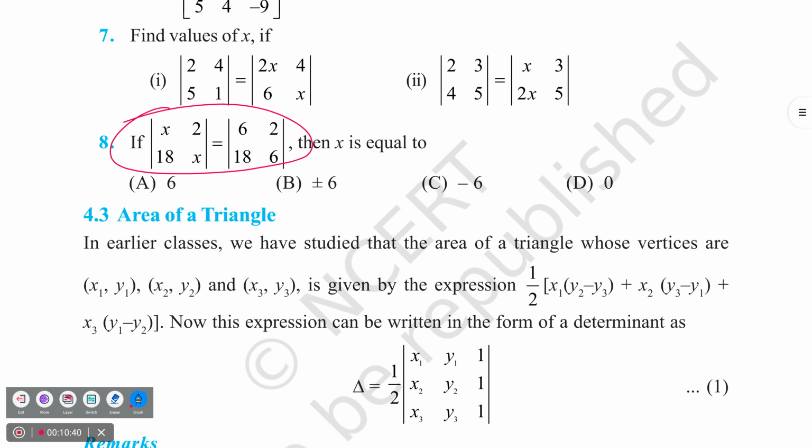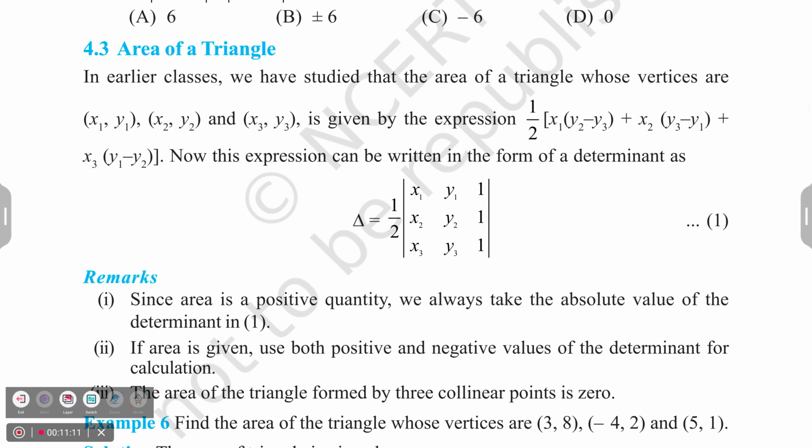You cannot equate the element directly. This is a determinant. You apply the determinant: x into x, x square. 18 2s are 36, so it is 36 minus 36, cancel. x square equal to 36. x equal to plus or minus 6. Put it in. Okay. So be careful in this. Like that also here, you people try that.